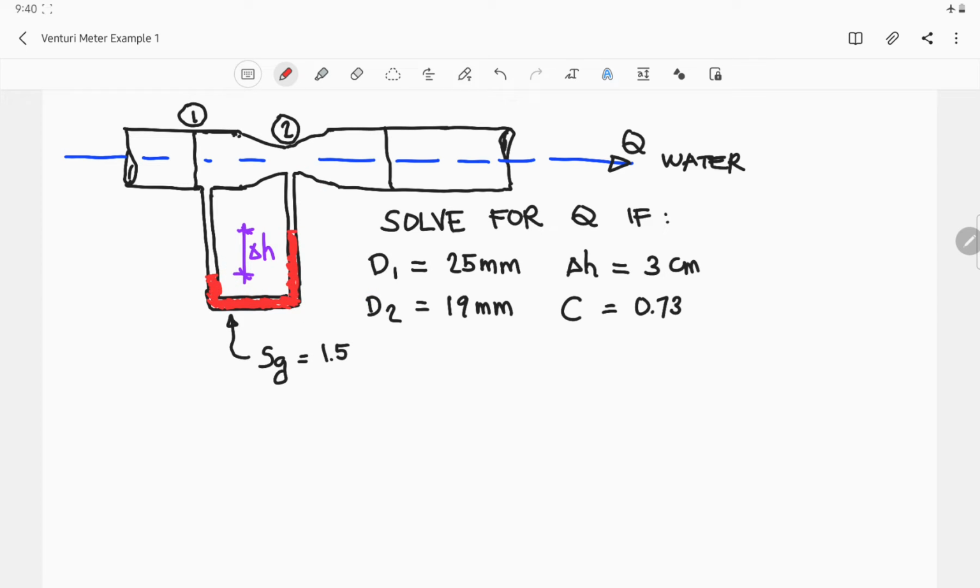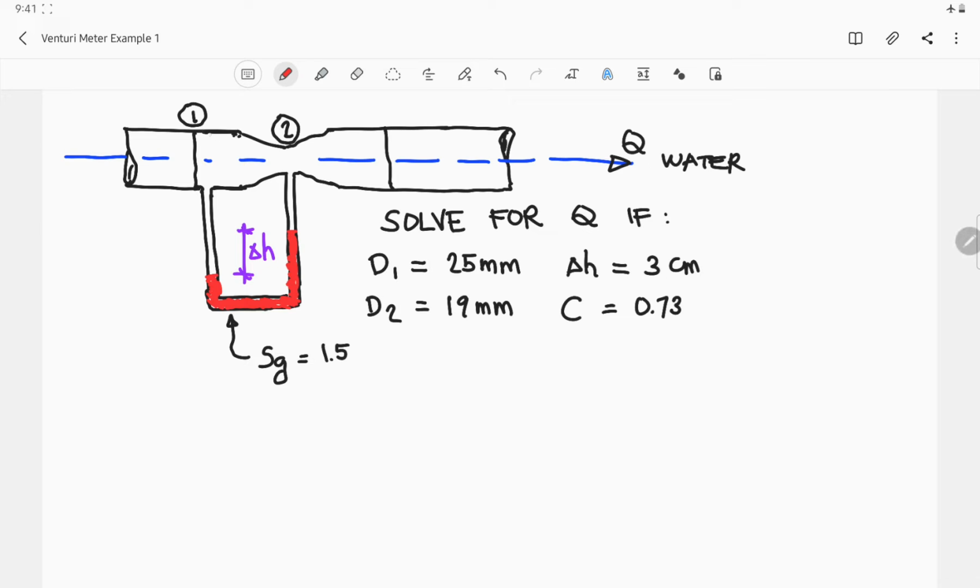height of our liquid inside our differential manometer. The delta H is equal to 3 centimeters. And now we have C. C is actually the constant C. C is a constant, that's actually the head loss or the friction coefficient. It considers the head loss factor of the device.